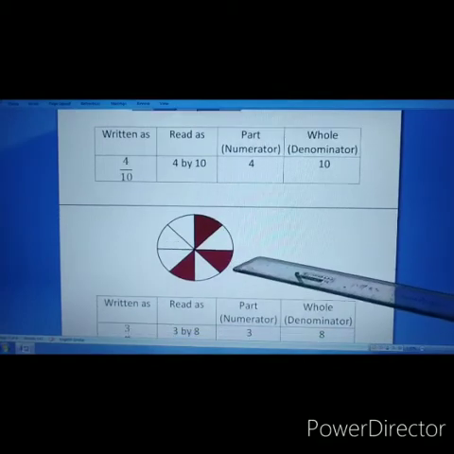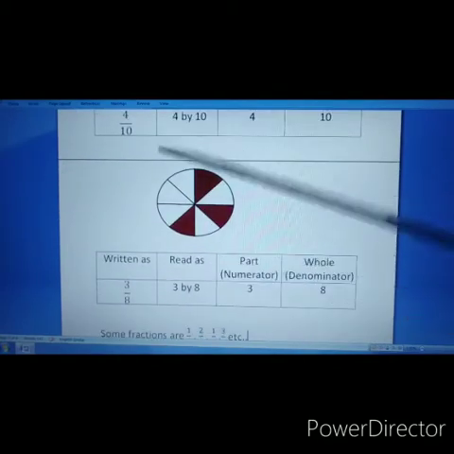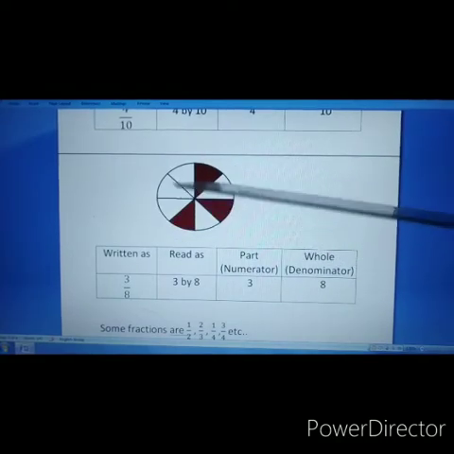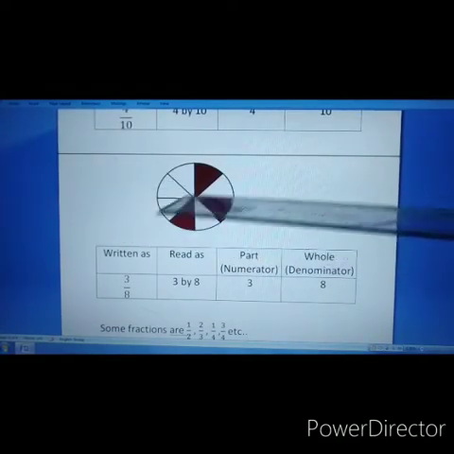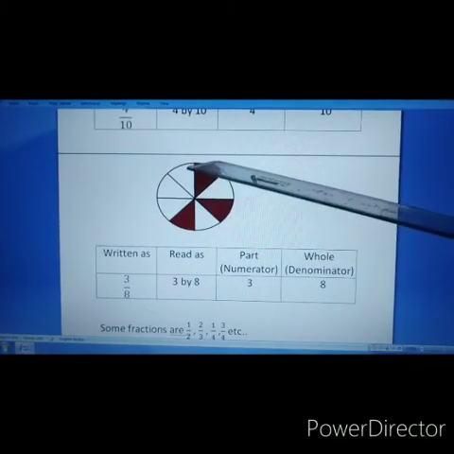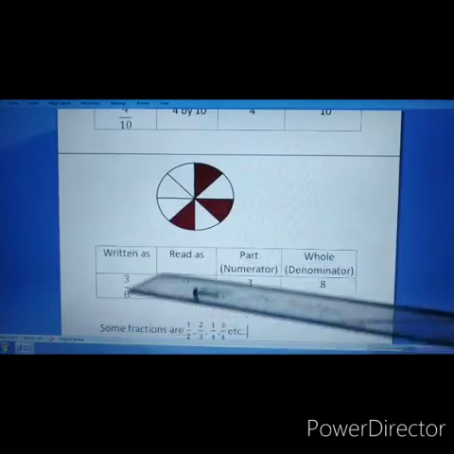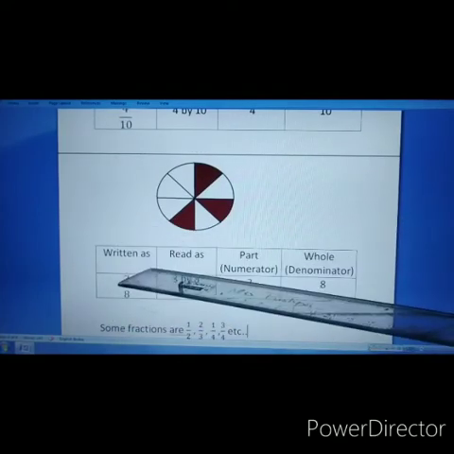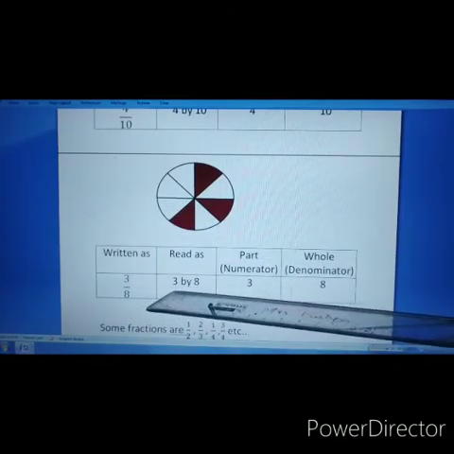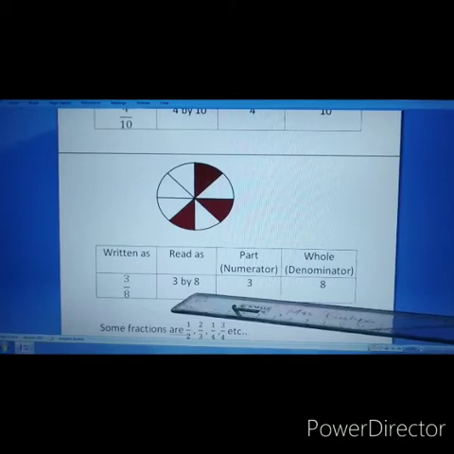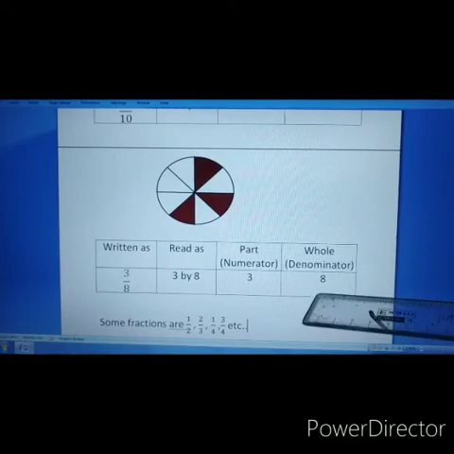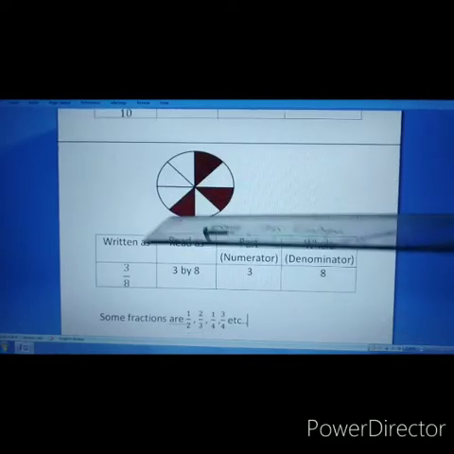Here see our last figure. This is a circle. This circle I have divided into 8 equal parts. See, first half, second half, again I divided, and this I have divided into 8 equal parts, and out of that 3 parts I colored. So we can write this fraction as 3 by 8 or 3 upon 8, and read it as 3 by 8 or 3 upon 8. And here the numerator is 3, the colored parts, and the whole figure is the denominator, that is the 8 equal parts.